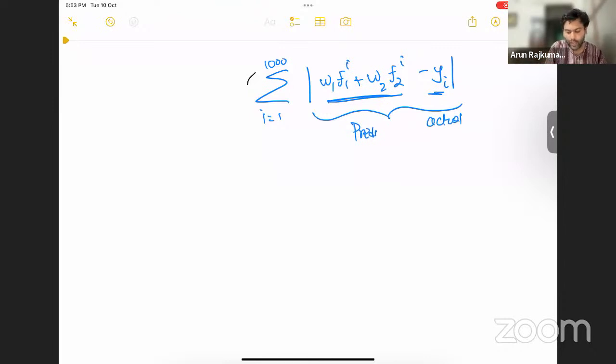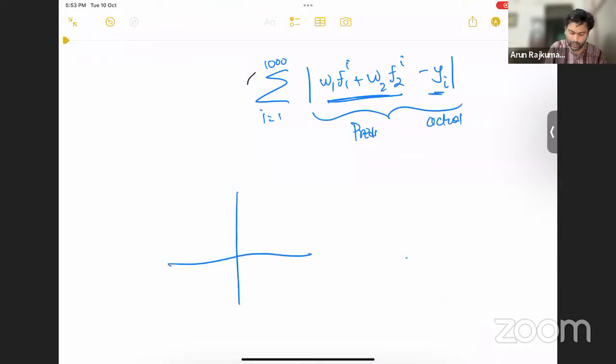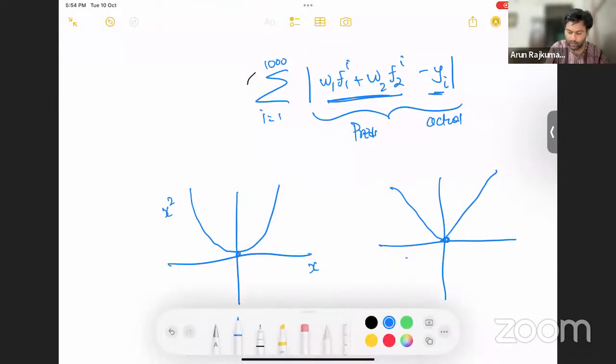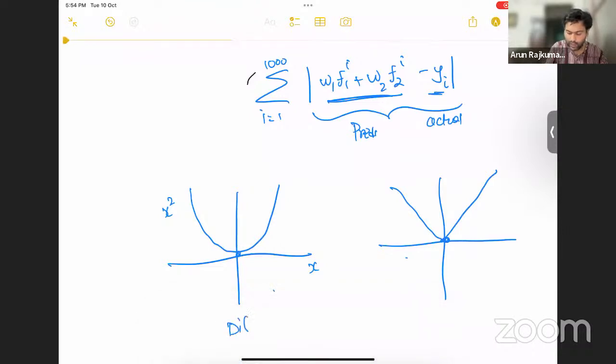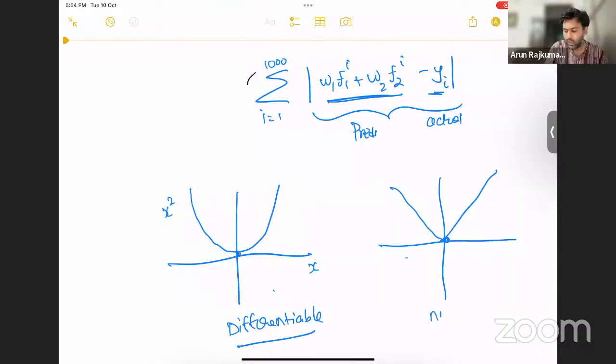So x squared is a function like this. This is a function of x, this is x squared. Absolute value is a function like this. So it's a sharp function. Now, again, if you've done some basic mathematics courses, you will realize that the square function is what is called a differentiable function, whereas the absolute value is non-differentiable at x equals 0.